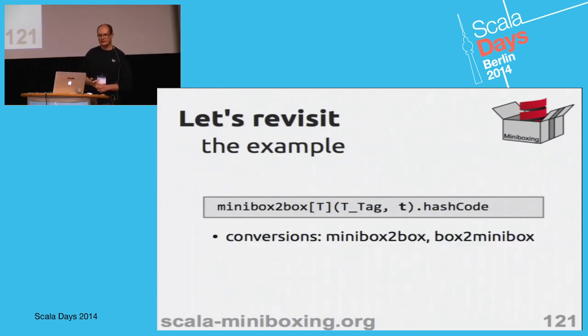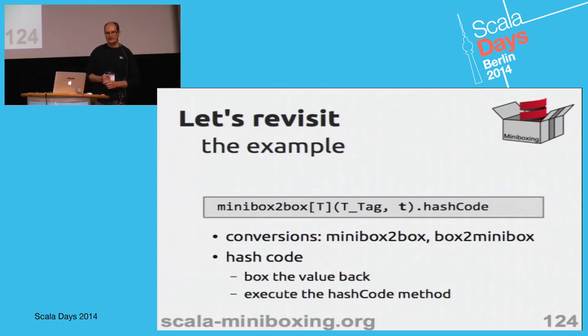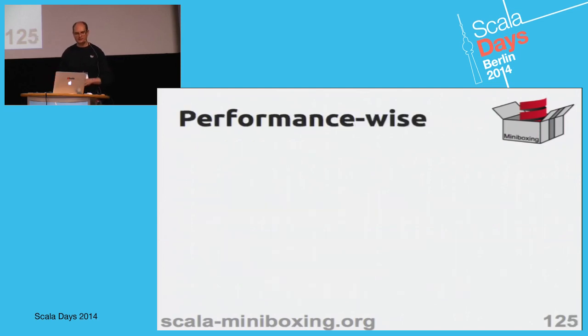So we have conversions from minibox to box, and from box to minibox. In order to get the hash code, you first box the value back and execute the hashCode method. Of course, this is not naive. The way it's implemented right now is optimized, something like an extension method, but let's not go into that. This is the principle: we need to convert and run the hash code.